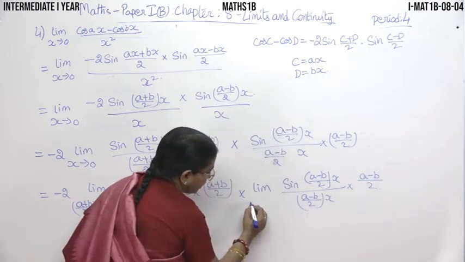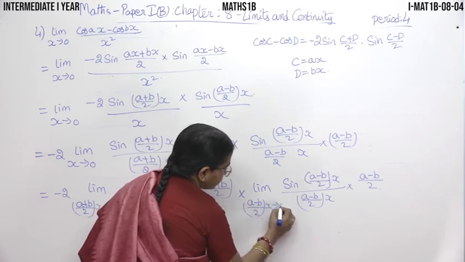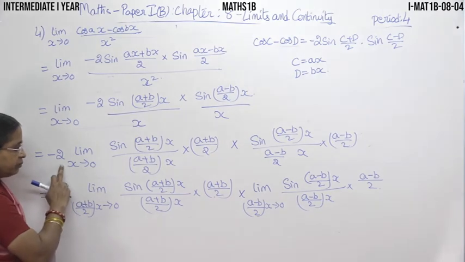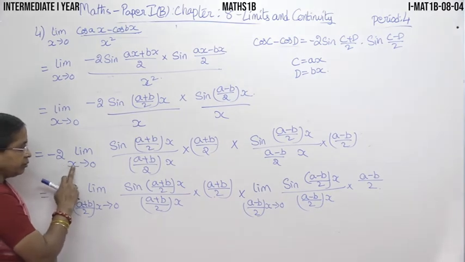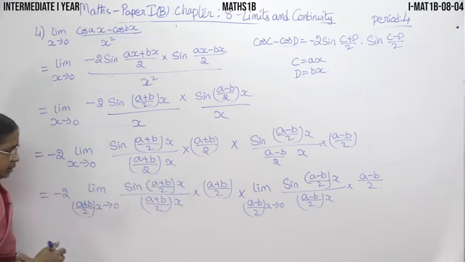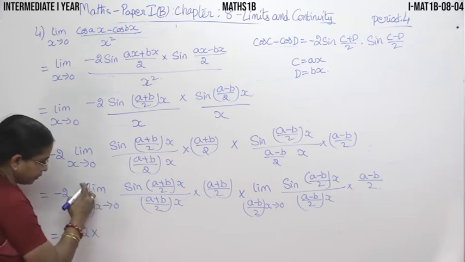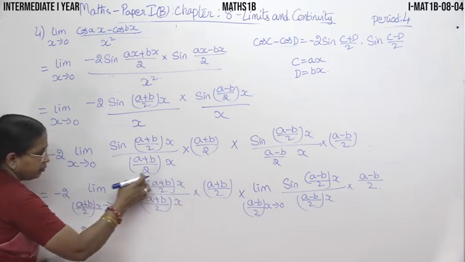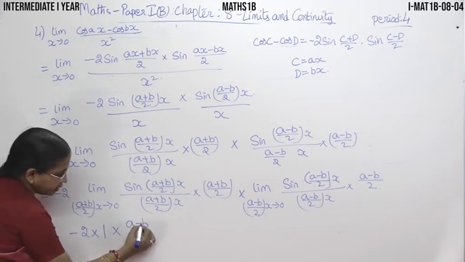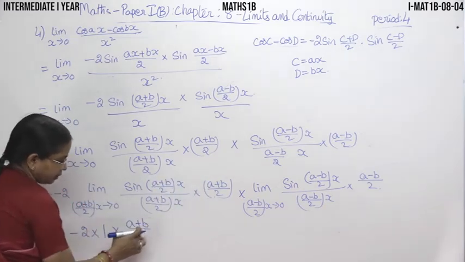So here also we'll write a minus b by 2 into x tending to 0. When you multiply on both sides by a minus b by 2, a minus b by 2 into x tends to 0 into a minus b by 2, that is 0. So like that. Now you can write the limits. Minus 2 into this limit, this whole thing is equal to 1. This limit is equal to 1 into a plus b by 2.